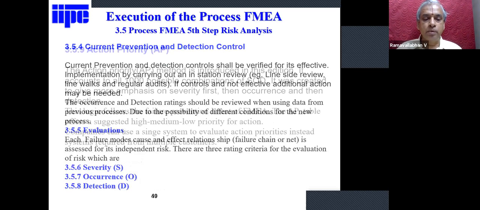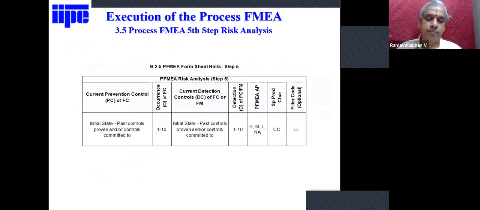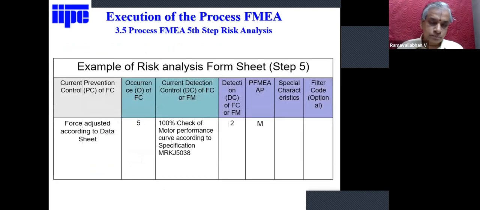So here is where we are moving to the scale. In the risk analysis itself, we saw the severity level. Here, on the current prevention control, there is a failure, that is, your sintered bearing is not reaching that particular point. For that, you have a prevention mechanism, that is force adjustment according to the data sheet. In that data sheet, some values are given, and based on that, you are setting.